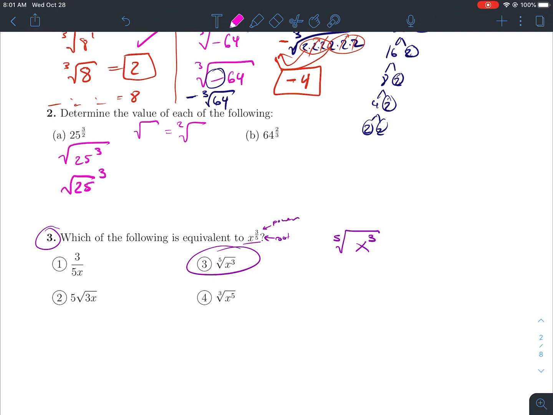All right, well, square root of 25 is 5. And then 5 cubed is going to be 5 times 5 times 5. That's going to be 125. Sweet.